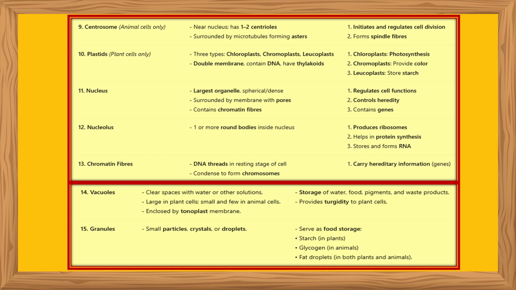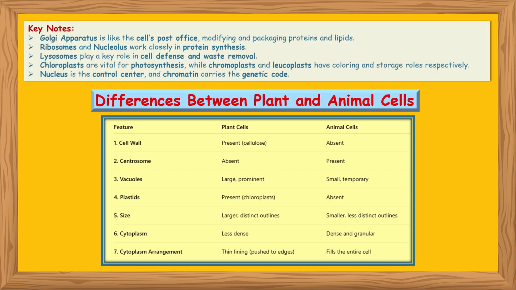Others include centrosome, plastid, nucleus, nucleolus, chromatin fibers, vacuoles, granules, etc. Key notes: Golgi apparatus is like the cell's post office. It is responsible for modifying and packaging proteins and lipids. Ribosomes and nucleolus work closely in protein synthesis. Lysosomes play a key role in cell defense and waste removal. Chloroplasts are vital for photosynthesis, while chromoplast and leucoplast have coloring and storage roles respectively. The nucleus is the control center and chromatin carries the genetic code.